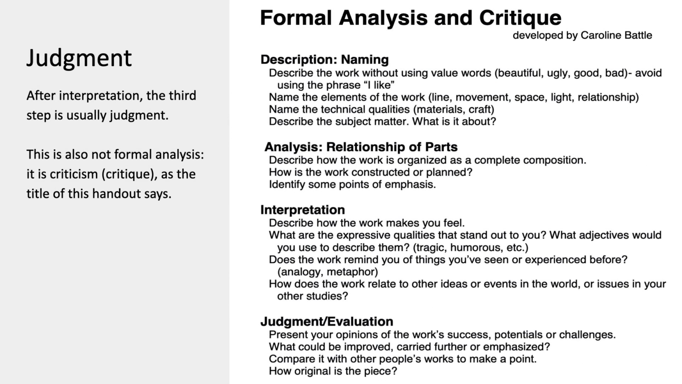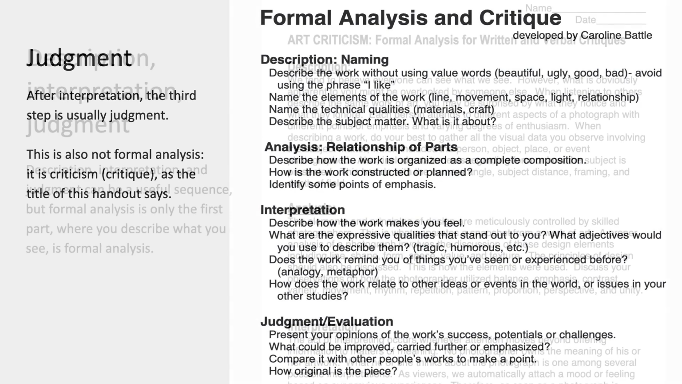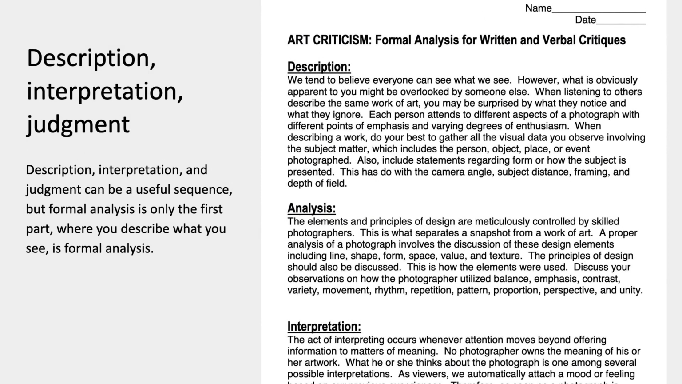And after that, often the third and last step in formal analysis is judgment. This is also not formal analysis. It's criticism or critique, as the title of this handout says. So there you can see on this handout: description, naming, the first heading; analysis, relationship of parts, which is part of the same description; and then interpretation, and then judgment. These 3 elements of formal analysis can be a useful sequence, but if there is an essence or a nature to formal analysis, it's really only the first part where you describe what you see.